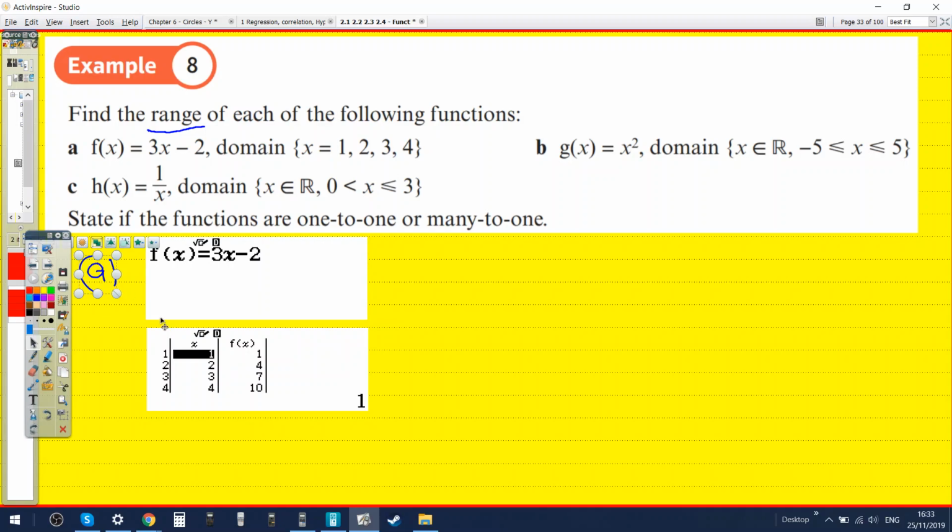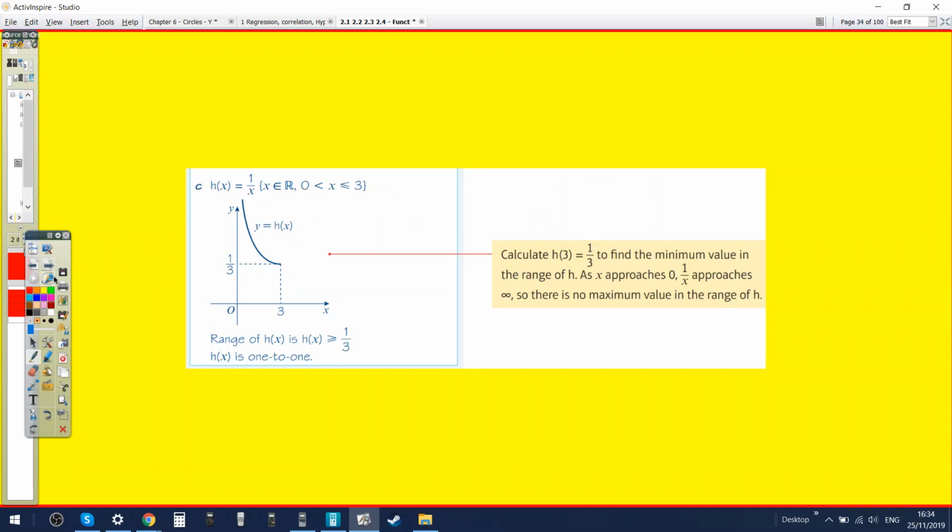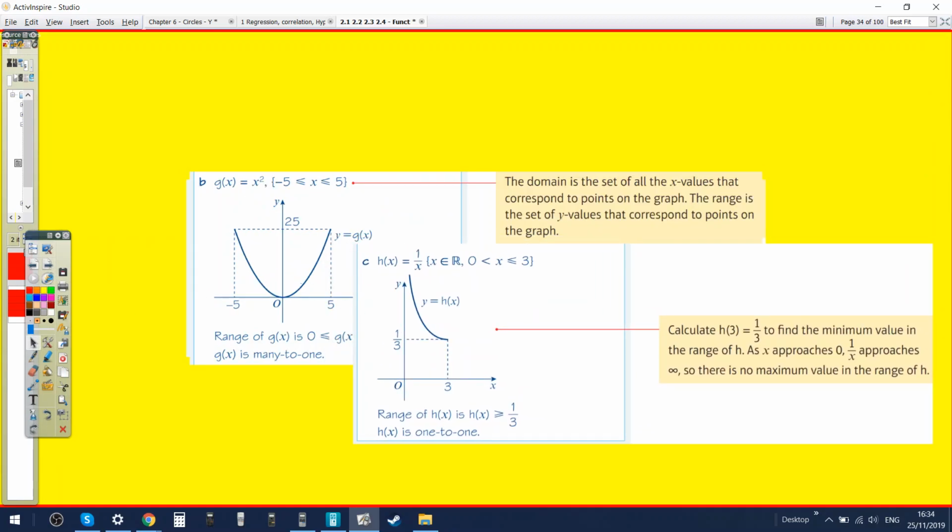So the range is between y equals 1 and y equals 10. Yes, and I believe the way you would express that would be y is between 1 and 10. Okay. So 1 is less than or equal to y is less than or equal to 10. Let me just check that.